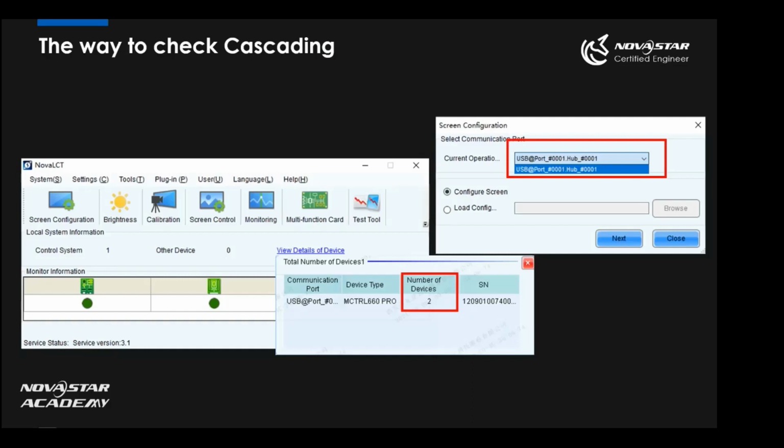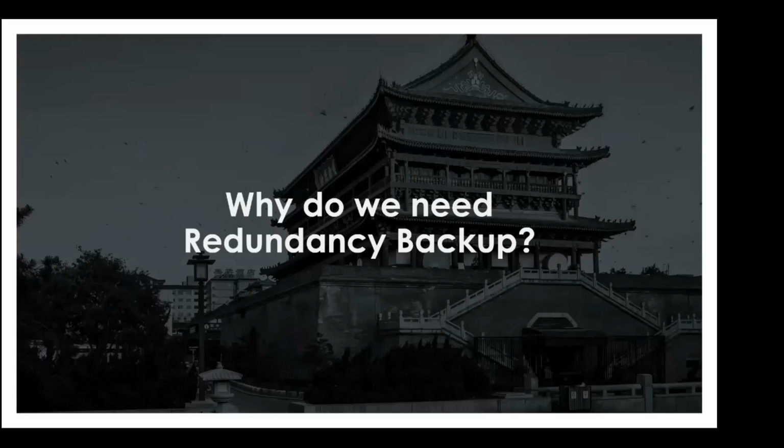So this is all of the settings about cascading. Next, we will come to the redundancy backup. Just now, when I talked about the advantages of cascading connection, the second one is redundancy configuration. So next, we will explain what the redundancy backup is, what the relation is between cascading and redundancy backup, and why we need the backup.